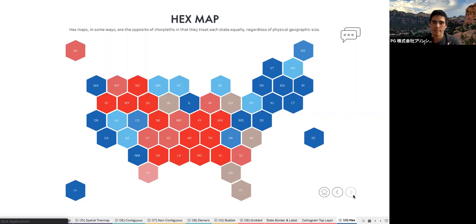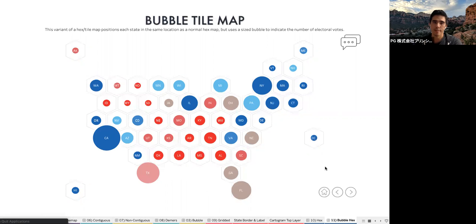Right. Go to the next one here. The bubble tile map is similar to the bubble map, but there's no overlapping, right? So the states here aren't overlapping anymore. They each have their own separate space. So that's quite nice. I think the downside is the states are in different spots now because they have to be.